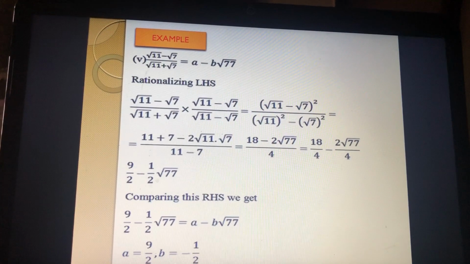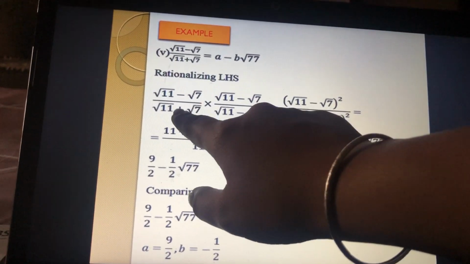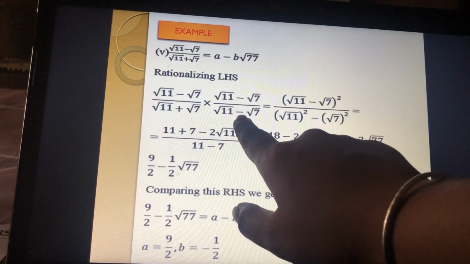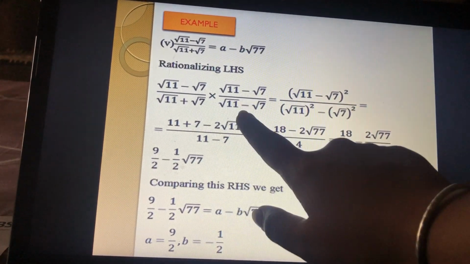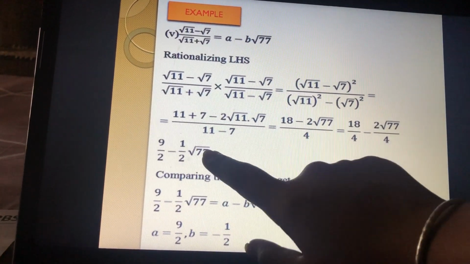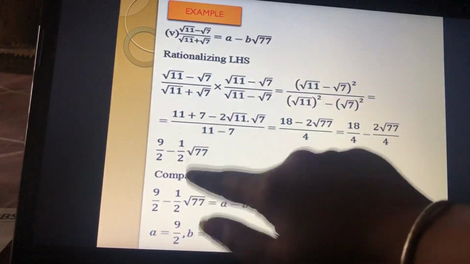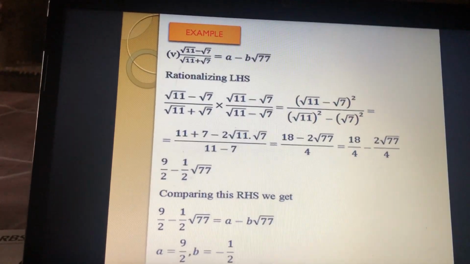This is one more example. Root 11 plus root 7, root 11 plus root 7 है with the opposite sign, we have to multiply it. Reason being, we will have the identity a plus b multiply a minus b, so a square minus b square. This is how we can solve. And after comparing both, a is 9 upon 2 and b is 1 upon 2.